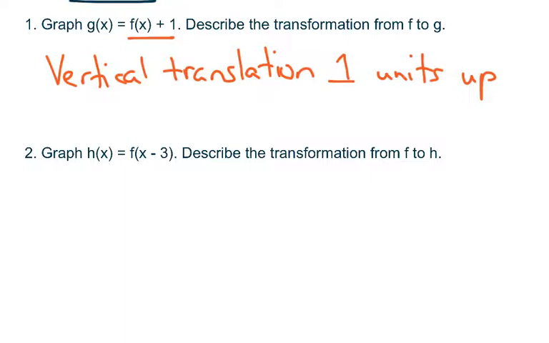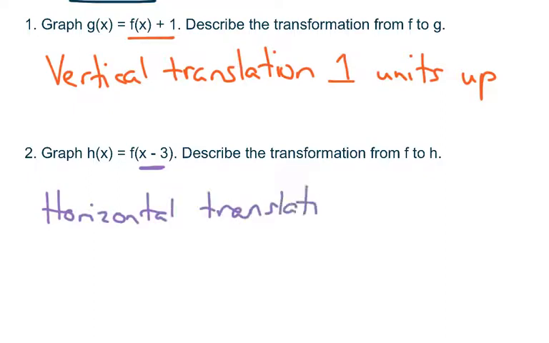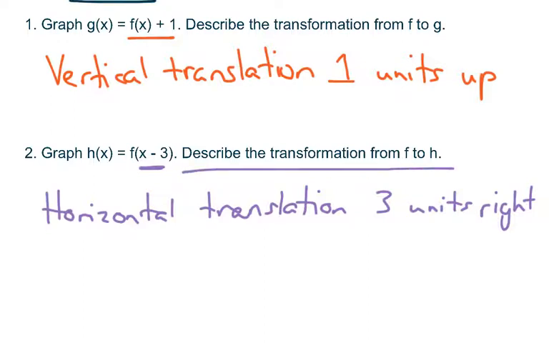Graph h of x equals f of x minus 3. Now notice this time the minus 3 is on the inside. If it's on the inside, or directly on x, that means it's a horizontal translation. The number is 3, so we're going 3 units. The question then becomes which direction. Normally if we think minus 3, that means we're getting smaller, and smaller numbers on the number line are to the left. But remember, with horizontal, it's the opposite direction. So minus 3 means 3 units to the right. That's all we need to say to describe the transformation from f to h: it's a horizontal translation, 3 units to the right.